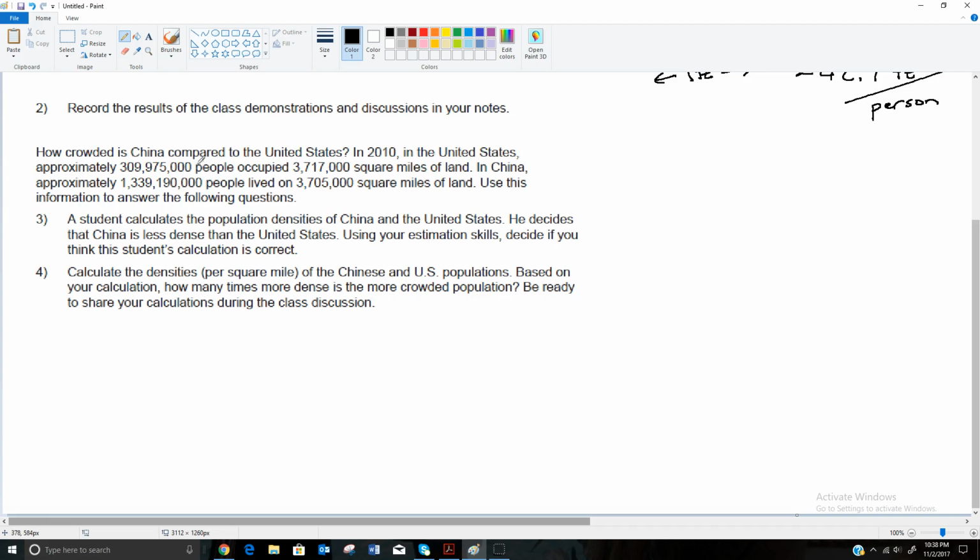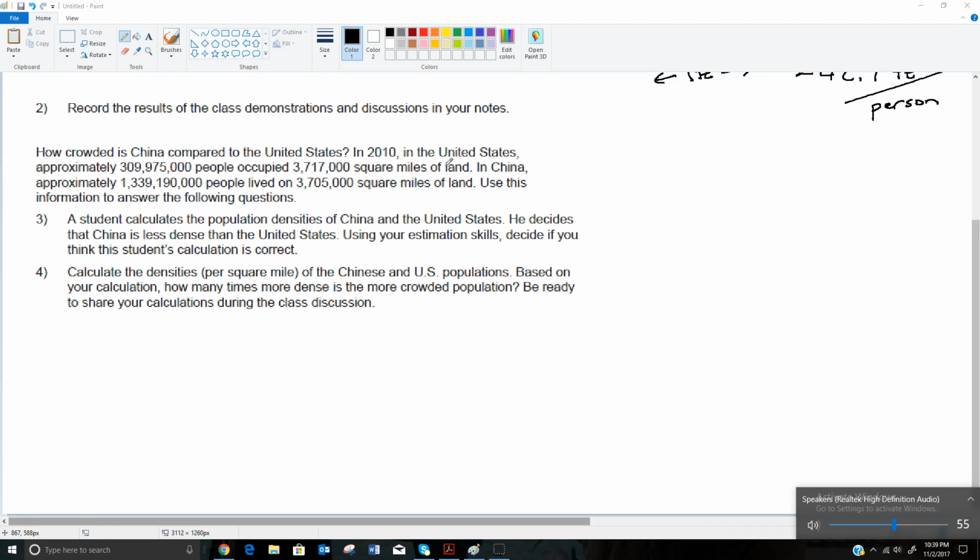Here we've got the United States as being 309,975,000 people, occupying 3,717,000 square miles. For China, we have 1,339,190,000 people, occupying 3,705,000 square miles.